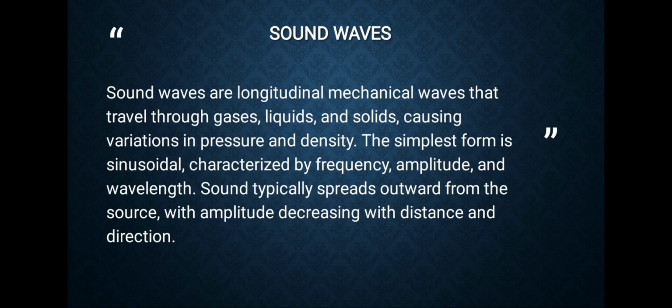Sound waves are a type of wave that moves through air, water, or solid materials, causing changes in pressure as they go. They're like vibrations that move back and forth in the same direction the wave is traveling. The simplest type of sound wave looks like a smooth, sinusoidal wave and has three main features. The first one is frequency, how fast the wave vibrates. Next, amplitude, how strong or loud the wave is. And the last one is wavelength, the distance between two peaks in the wave. When sound moves away from where it started, it spreads out, and its strength or loudness decreases as it travels.